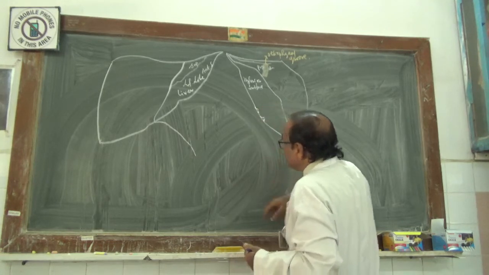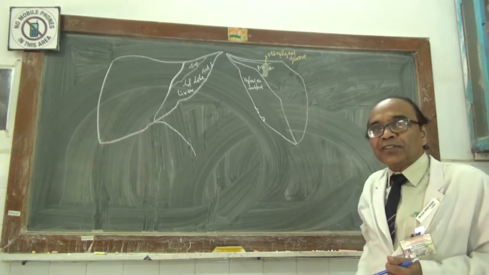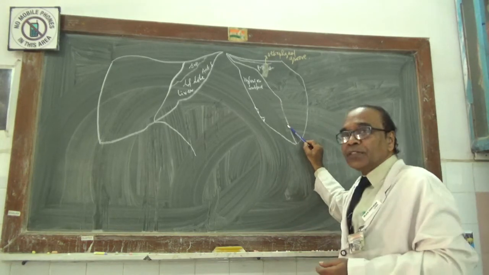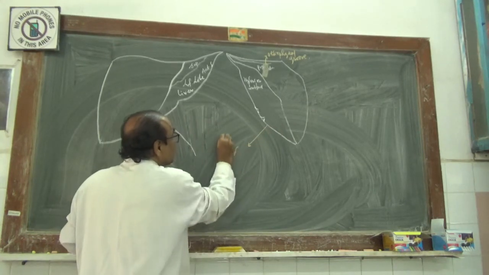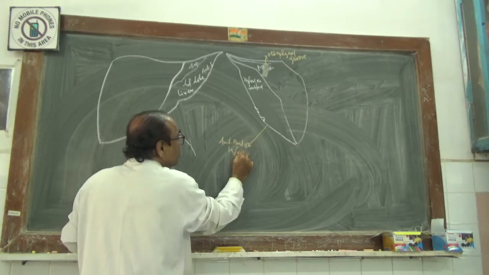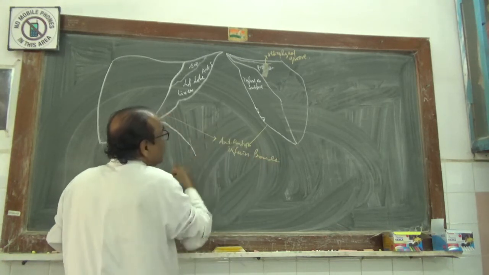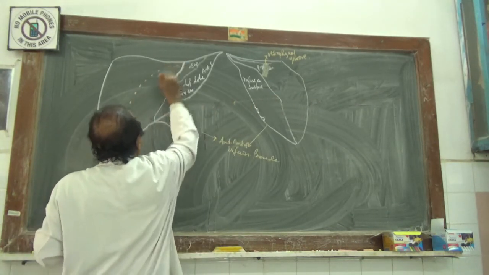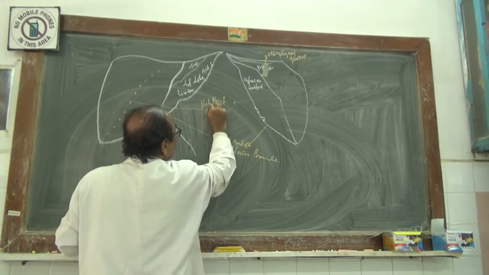Now the inferior surface of the right and the left lobe of the liver is directing totally downwards and a little backwards. Now this inferior surface is present in between the anterior part of the inferior border and the posterior part of the inferior border.